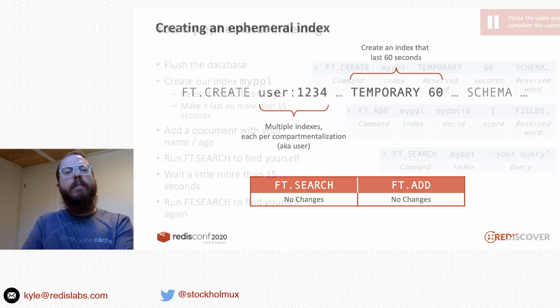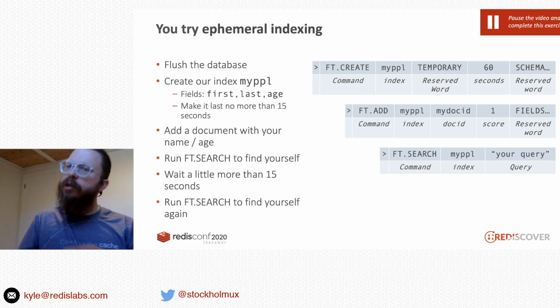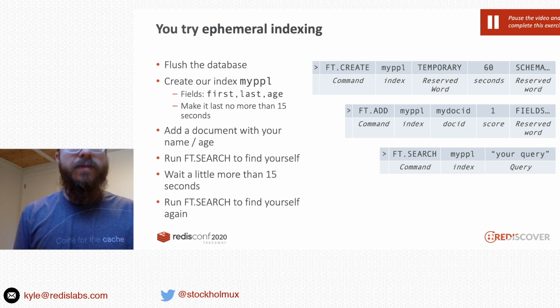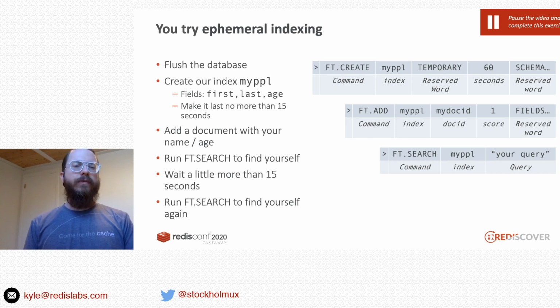Now, it's time to go do another exercise. So it's your turn to do some ephemeral indexing. So go ahead and flush your database between these exercises because we're going to be creating something a little bit different. We're going to create our index we've used before, but with one difference. We're going to put that temporary reserved word before the schema, and we're going to set it for about 15 seconds. You can set it for whatever your comfort level is.